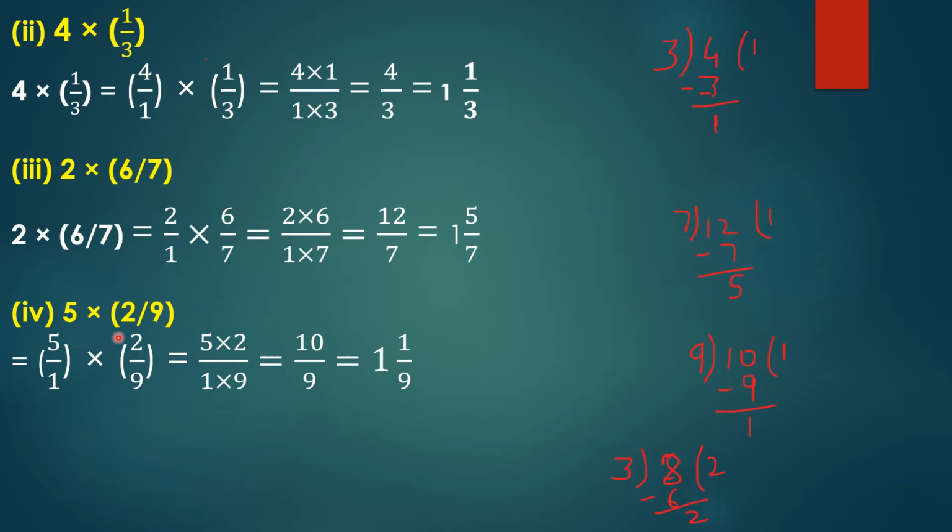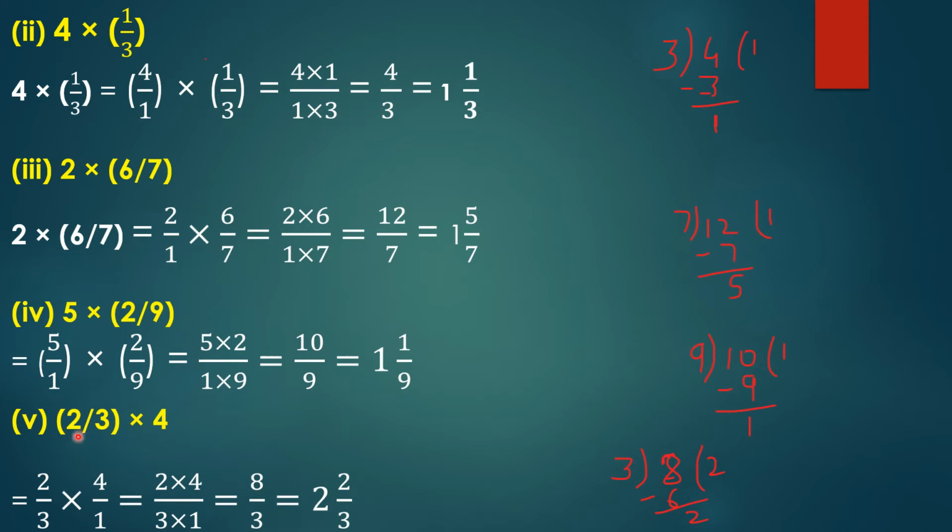The next question is 5 into 2 by 9. 5 can be written as 5 by 1 into 2 by 9. Now what we have to do? Yes, to get the product of these two fractions we have to multiply the numerator and denominator separately. Therefore 5 into 2 divided by 1 into 9, which is equal to 10 by 9. Now this can be written as the mixed fraction 1 1 by 9, because 9 ones are 9, 9 plus 1 is 10. So this will become 10 by 9. So here I have shown how to do the division of the fractions to get the mixed fractions.